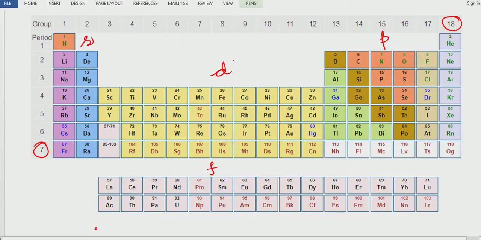I have made tricks to remember the elements in S, P, D, F blocks. The link is given in the description. First you go through all those elements, try to memorize, then we'll go and solve the problems. Okay.